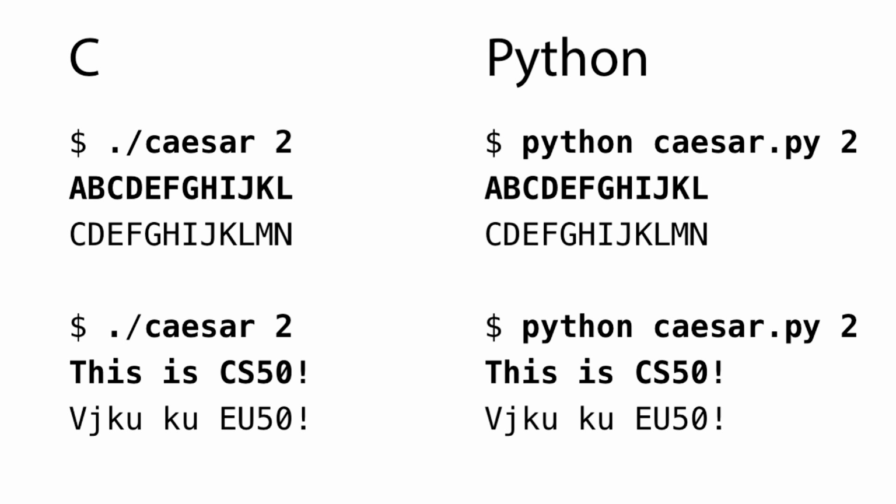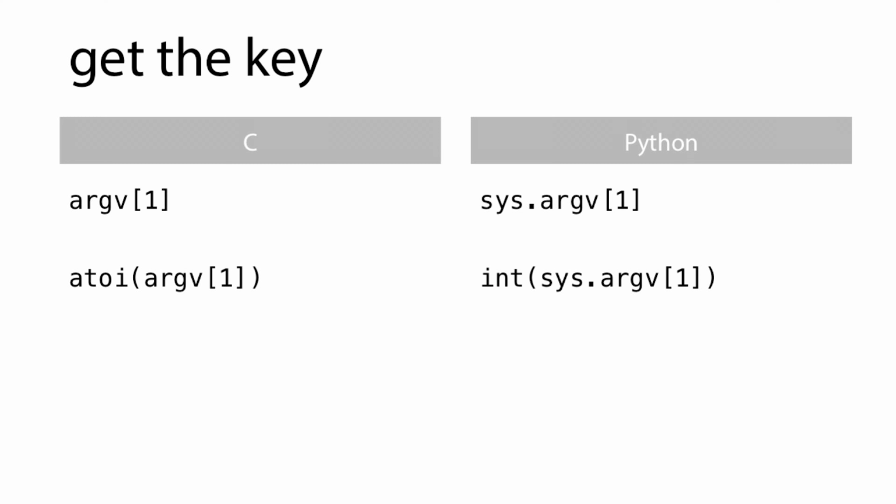The usage for the Caesar problem in Python is going to be very similar to the usage in C, whereby we pass in the key in the command line and then prompt the user later on for the plaintext. So how do we get the key? Well, passed in the command line, we access that in C using the variable argv, and because it's an array, we access that at index 1.